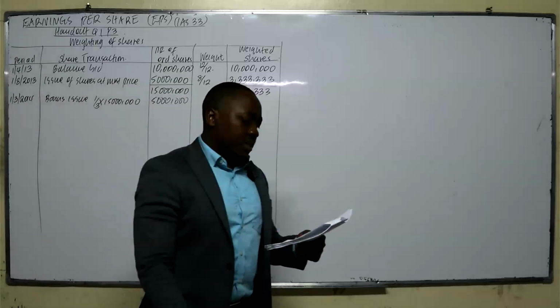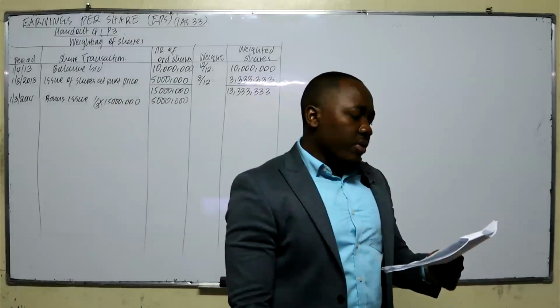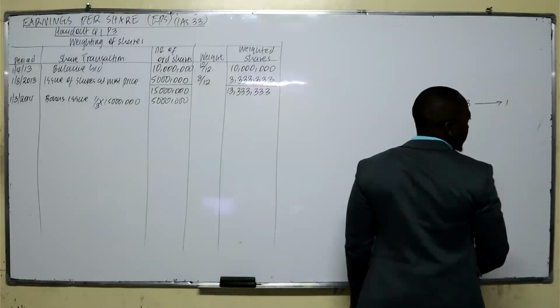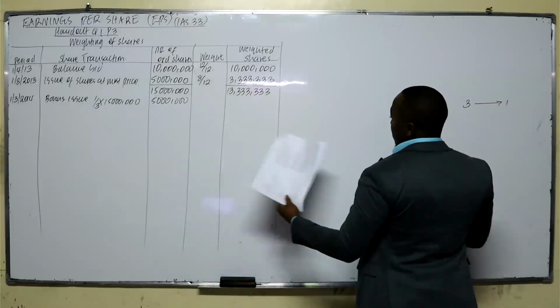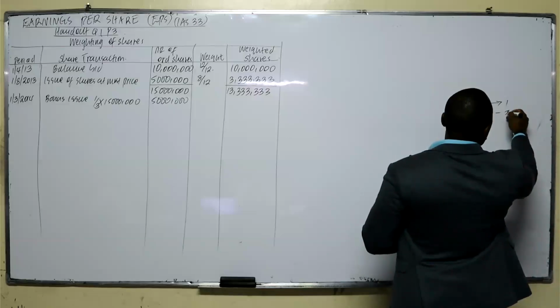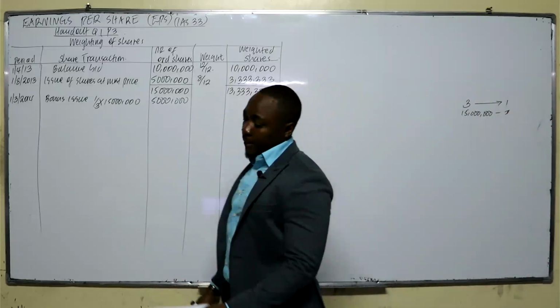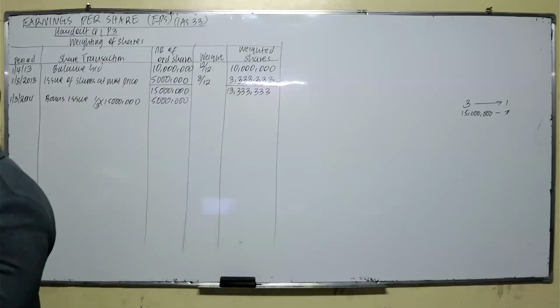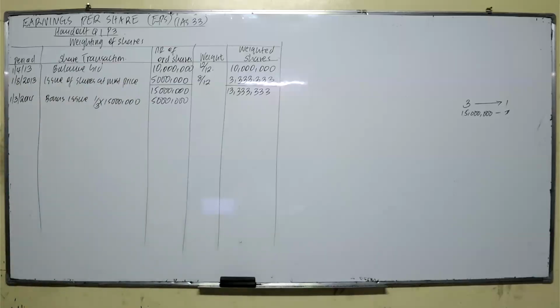On 1st of March 2014, 1 bonus share for every 3, or you can just say for every 3 shares, you get 1 bonus. What about the 15 million shares outstanding? They get a bonus of how much? That's why I'm taking 1 over 3. One bonus share for every 3 ordinary shares was issued to all shareholders. So they issued 5 million shares.